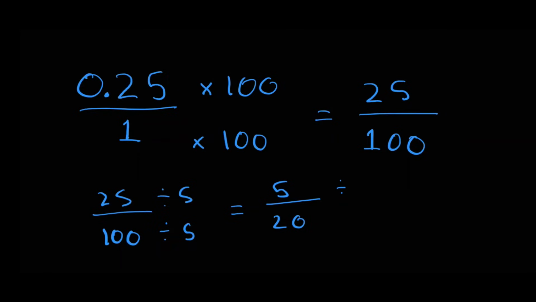And then we can divide both the top and the bottom by 5 again, which turns it into 1 over 4. And we can't divide that any further, so that means that's the final answer. So 0.25 is the same as 1 over 4.